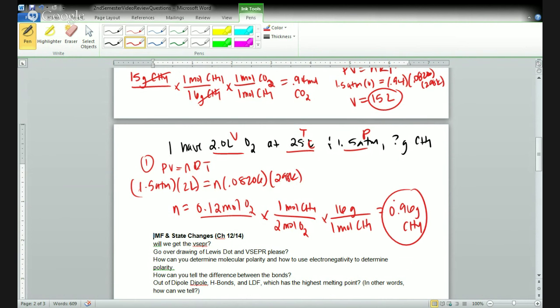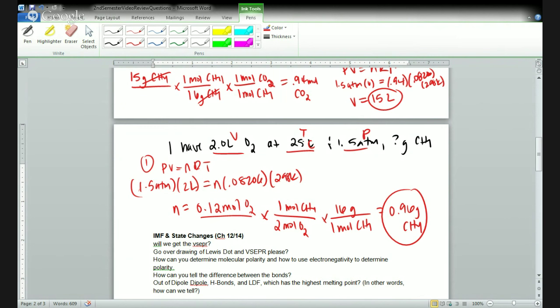So this tells me that at 25 degrees Celsius and 1 atmosphere, if I want to fill 2 liters of volume with O2, I would need 0.96 grams of CH4 to react with it. So that's our mole map stuff. I hope that this was helpful for you guys. And now we're going to move on to chapter 14, which is IMF and state changes.